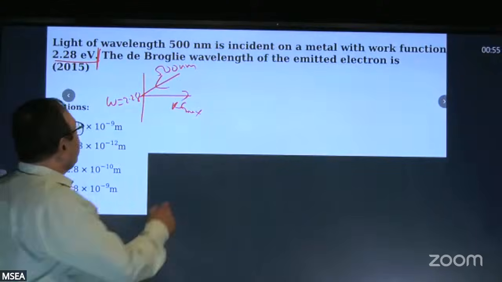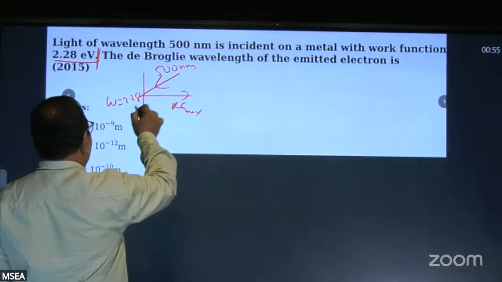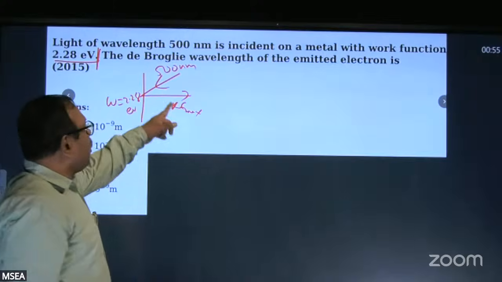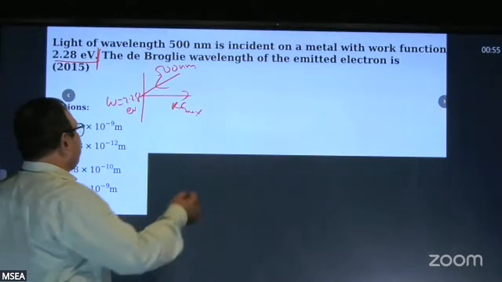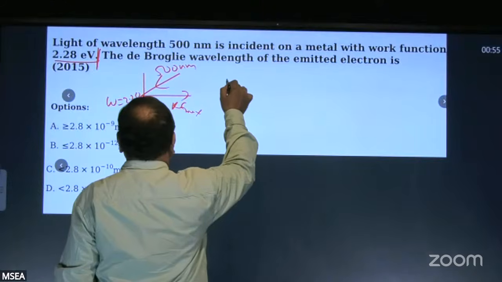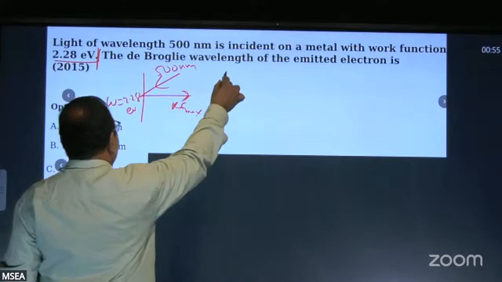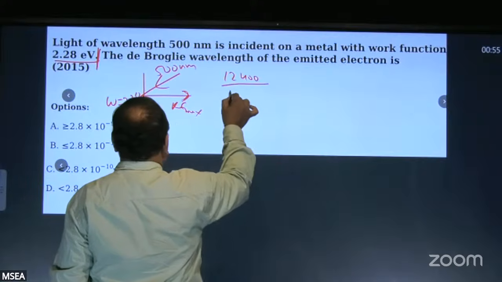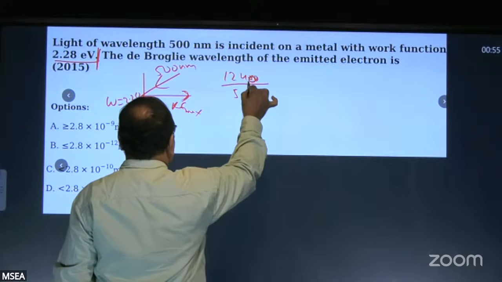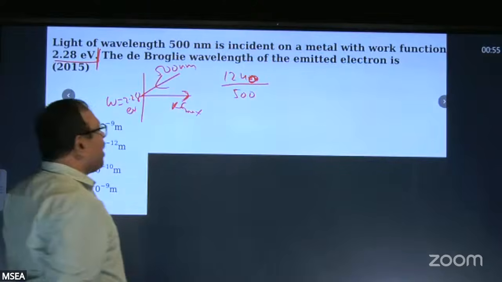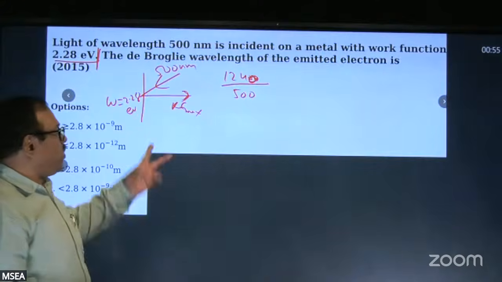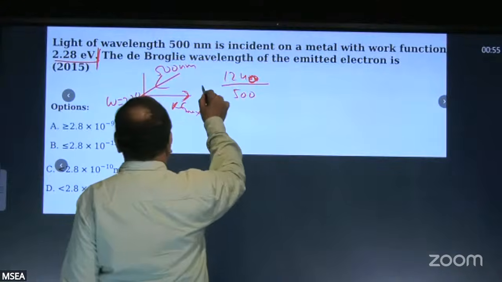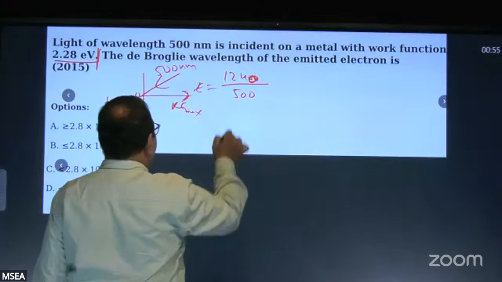Let us come to this. Let us take 500 nanometer falling on that, with the work function given in electron volt. First we have to convert this into energy. 500 nanometers means we can write 1240 divided by 500, because this is given in nanometer. Once it is given in nanometer, we take 1240 by that. Otherwise, if it is given in angstrom, we take 12,400. This is the energy falling on that.